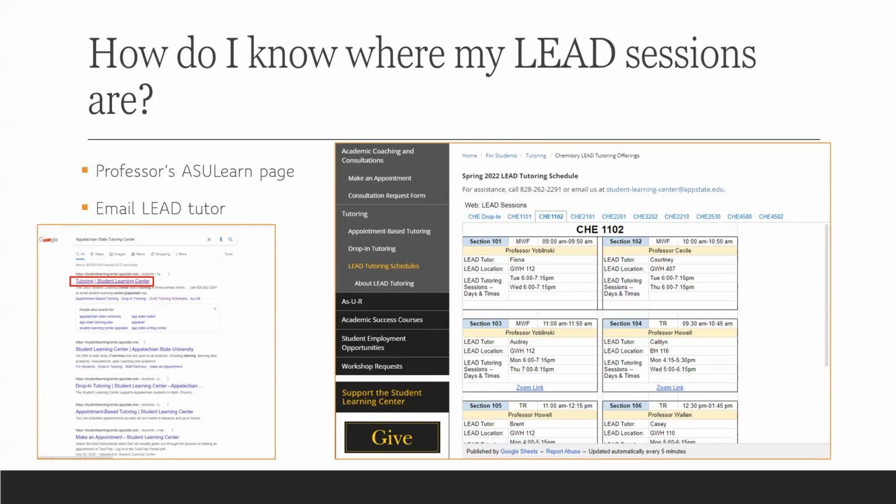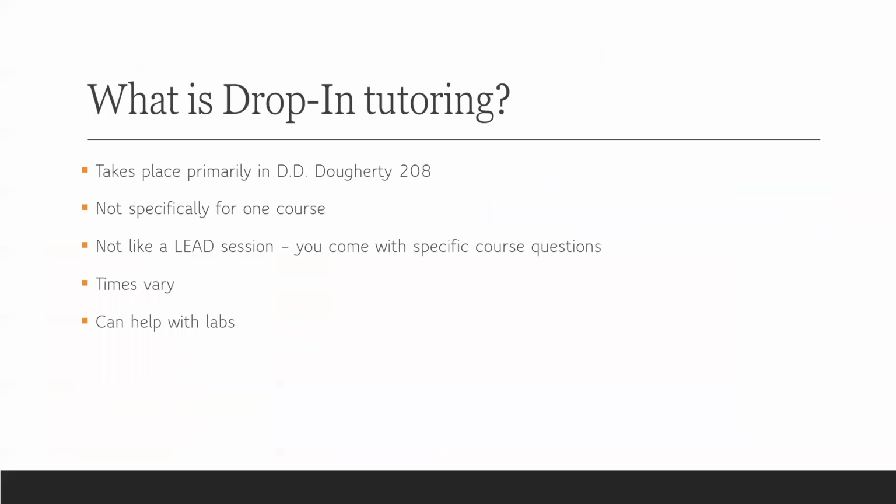Now, on the left-hand side, where there's all those options, you're going to want to make sure you're under LEAD tutoring schedules, and then make sure you're not under the chemistry drop-in, you're under each specific course. So if you're taking Chem 2, you're going to want to go to Chem 1102. And then all the professors that teach the courses are there, and the LEAD tutor that tutors for that specific course is there, as well as where and when their LEAD sessions are.